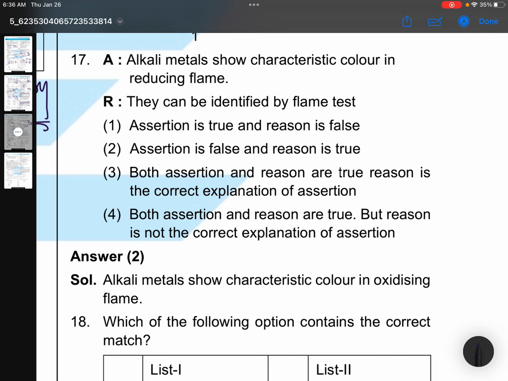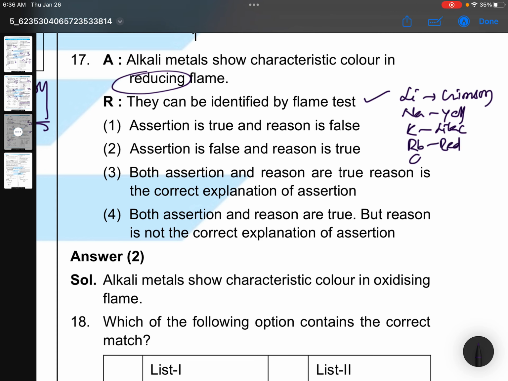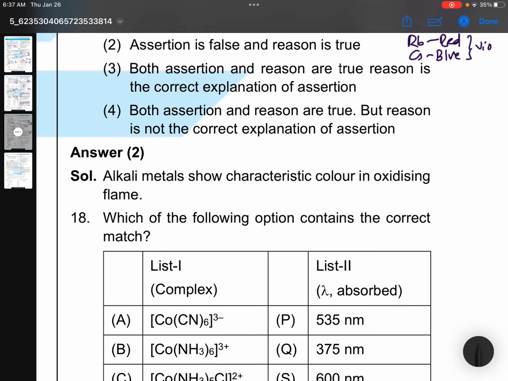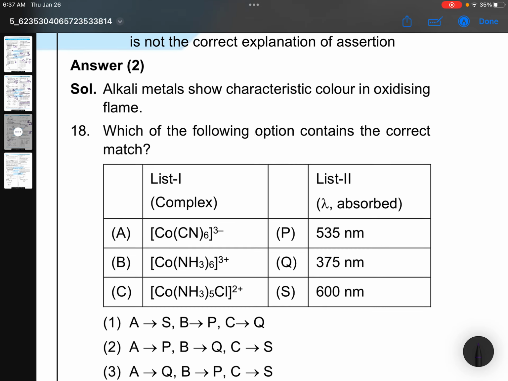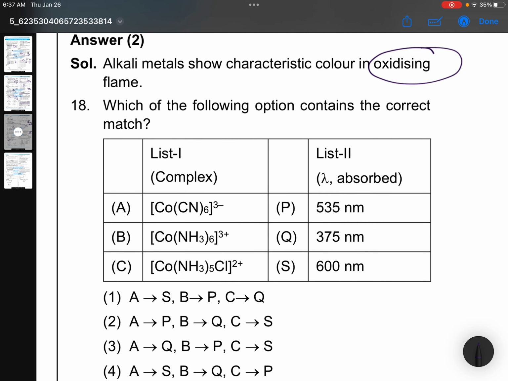Alkali metals show characteristic color in the oxidizing flame, not the reducing flame. They can be identified by flame test, right? Lithium crimson red, sodium golden yellow, potassium lilac, rubidium red violet, cesium blue violet. So the first statement is wrong, the second is correct.